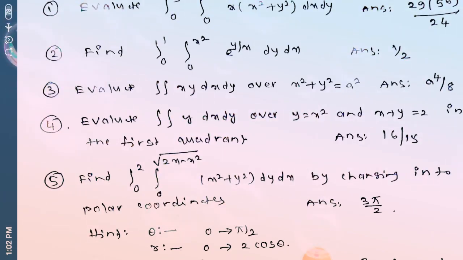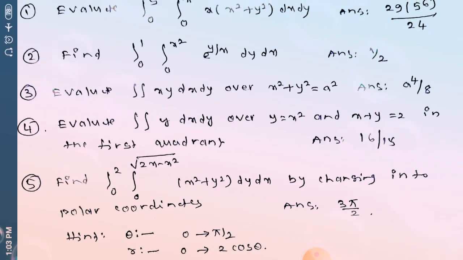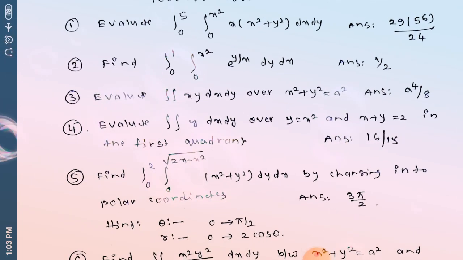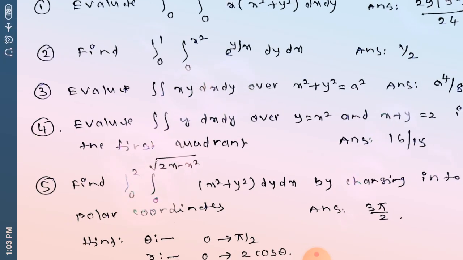From those two equations, first you calculate y. One is y equal to x square and another is y equal to 2 minus x. Then you solve these two equations so that you get the x values first. By solving these two equations, you will get x values 0 and 1. So the x limits are 0 to 1 and the y limits are x square to 2 minus x. First you do the integration with respect to y, then with respect to x, and just substitute the limits. You will get the answer 16 by 15.